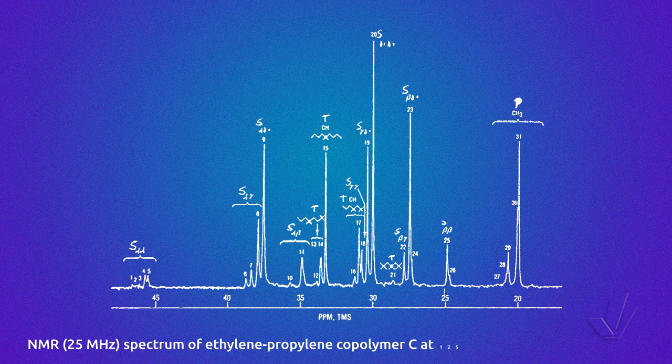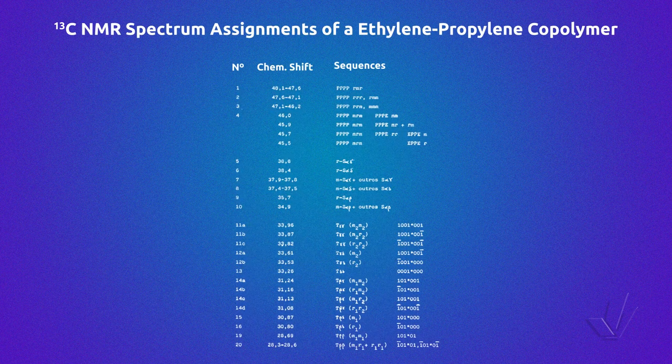Here we have a typical carbon-13 NMR spectrum of an ethylene propylene copolymer with some attribution over the peaks. In the next table, most of the peaks of secondary and tertiary carbon of an ethylene propylene copolymer were assigned. We can see the peak number, the chemical shift, and in the third column, the corresponding carbon atoms are identified. We are going to take peaks 1 and 14b to find the corresponding sequence from the nomenclatures.